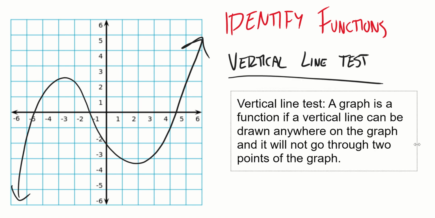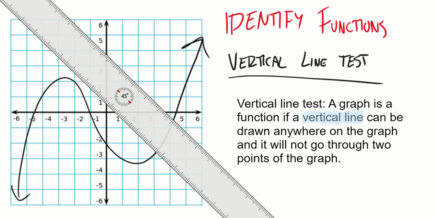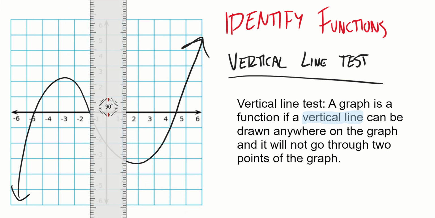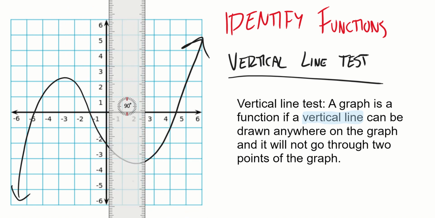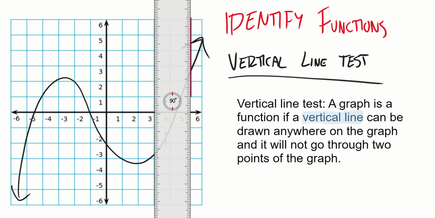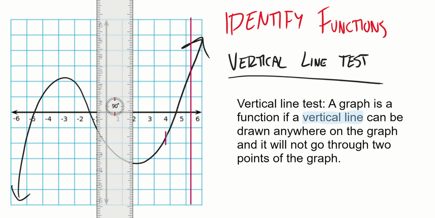Vertical line test. A graph is a function if a vertical line, vertical means up and down, can be drawn anywhere on the graph and nowhere on the graph will it touch more than one x value. So if I have my line and it goes straight up and down, I want to move this anywhere along my graph. And you see how if I move it right here, my line crosses there. Move it over here, and I draw a straight line up and down. It only crosses my graph once.